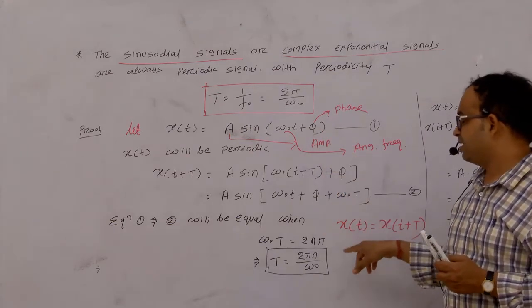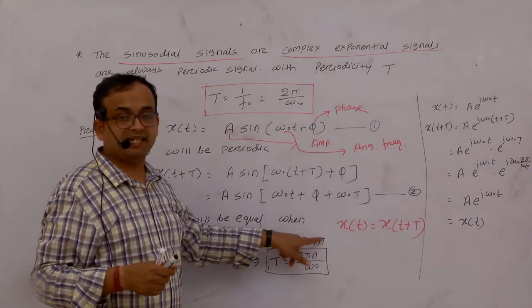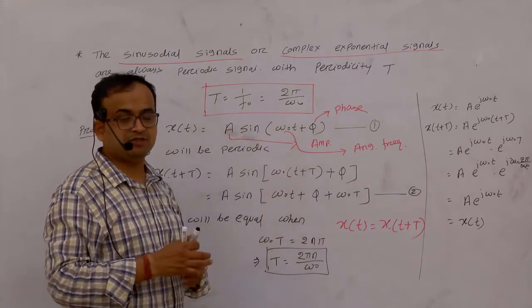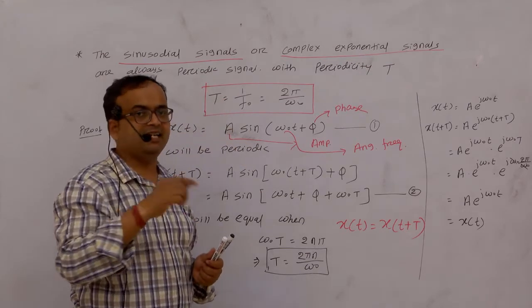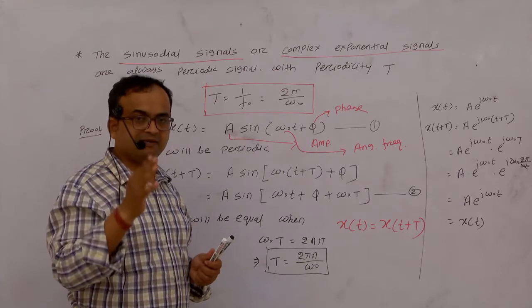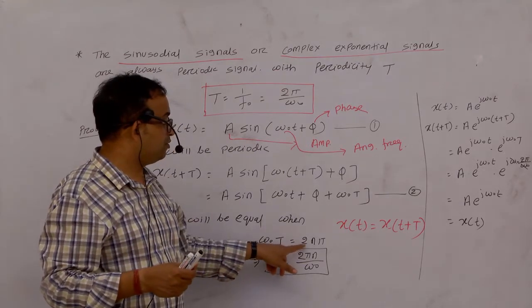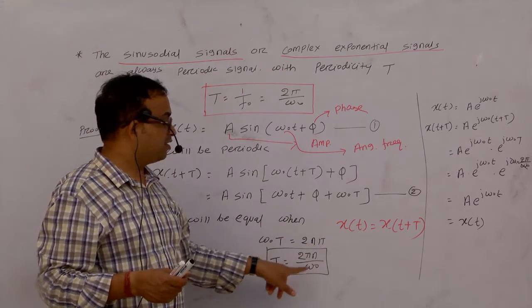So if omega 0 t is equal to 2n pi, or 2 pi n, then what happens? The right hand side will be equal. Sine will repeat after every 2 pi interval, right? The sine repetition is occurring. So what you can write? Omega 0 t equal to 2 pi n. So from this you can write t equal to 2 pi by omega 0.